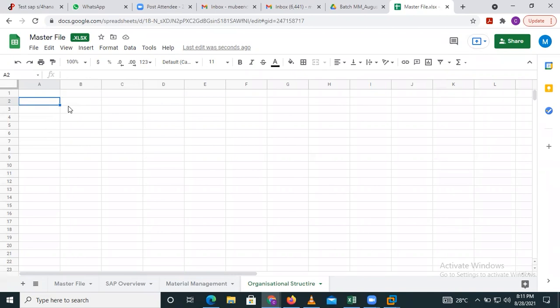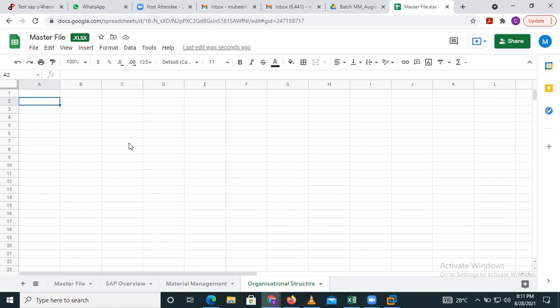correct? That means the units of our organization, which are the different units or sets we have in our organization. Those units we need to map in our SAP first, correct? That is nothing but our organization units.